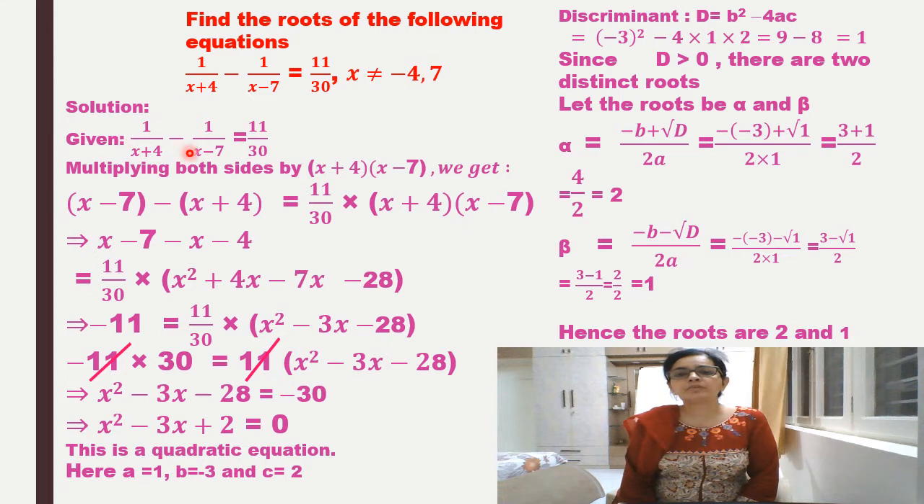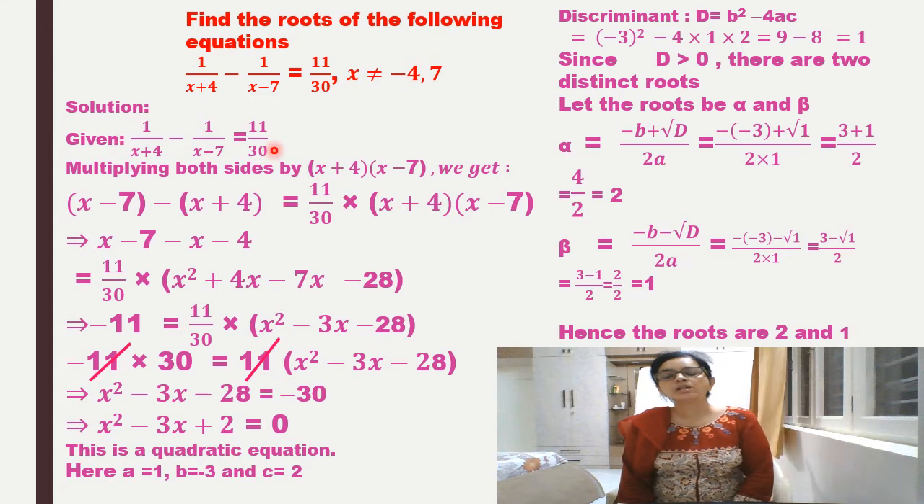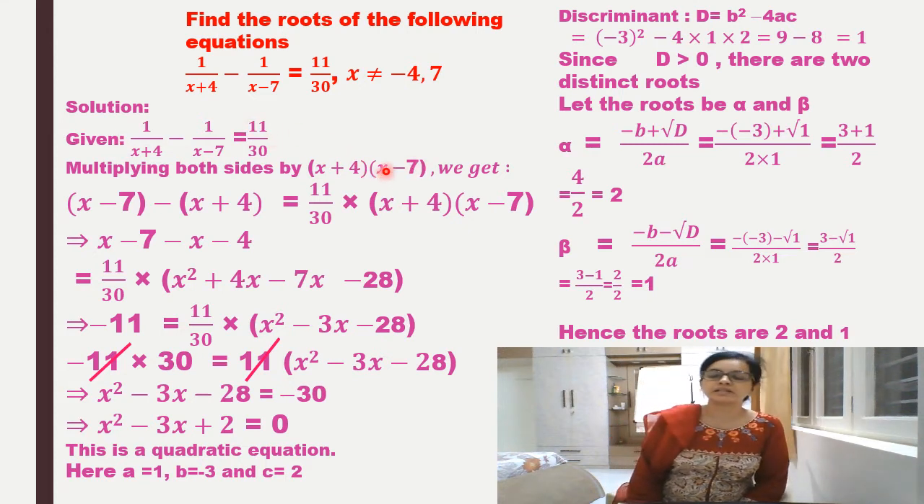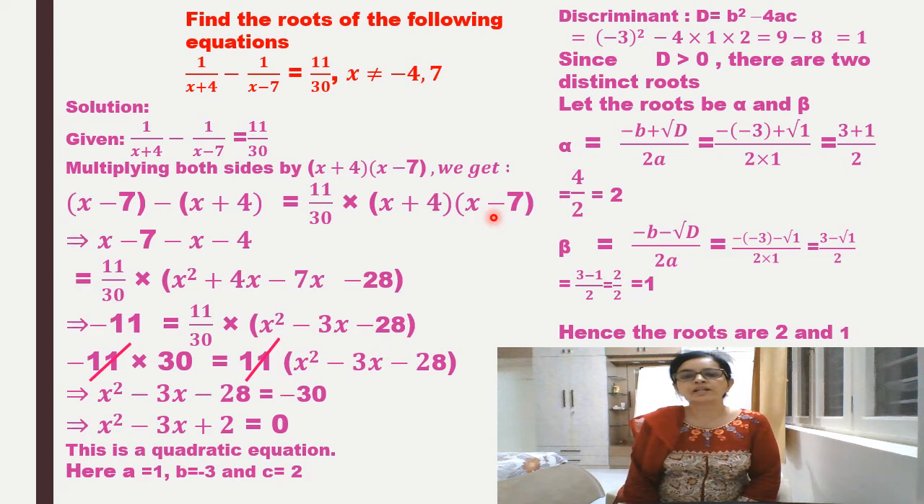Now let us move to the solution. In the first step, we will multiply the whole equation by two factors, x plus 4 and x minus 7. These two factors are in the denominator. So on multiplying with these two factors, the first term becomes x minus 7 and the denominator gets eliminated. Similarly, the second term becomes minus x plus 4 and the denominator will get eliminated. These two factors will move to the RHS in the numerator. Hence, they will become 11 upon 30 into x plus 4 multiplied by x minus 7, means the product of x plus 4 and x minus 7.